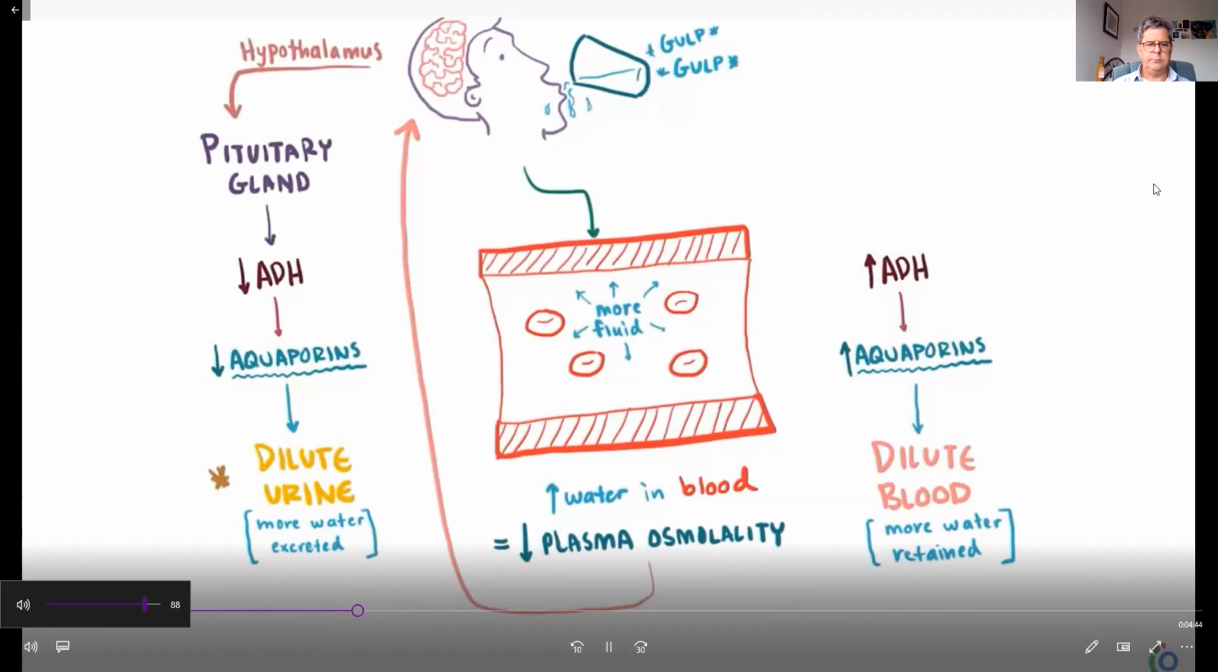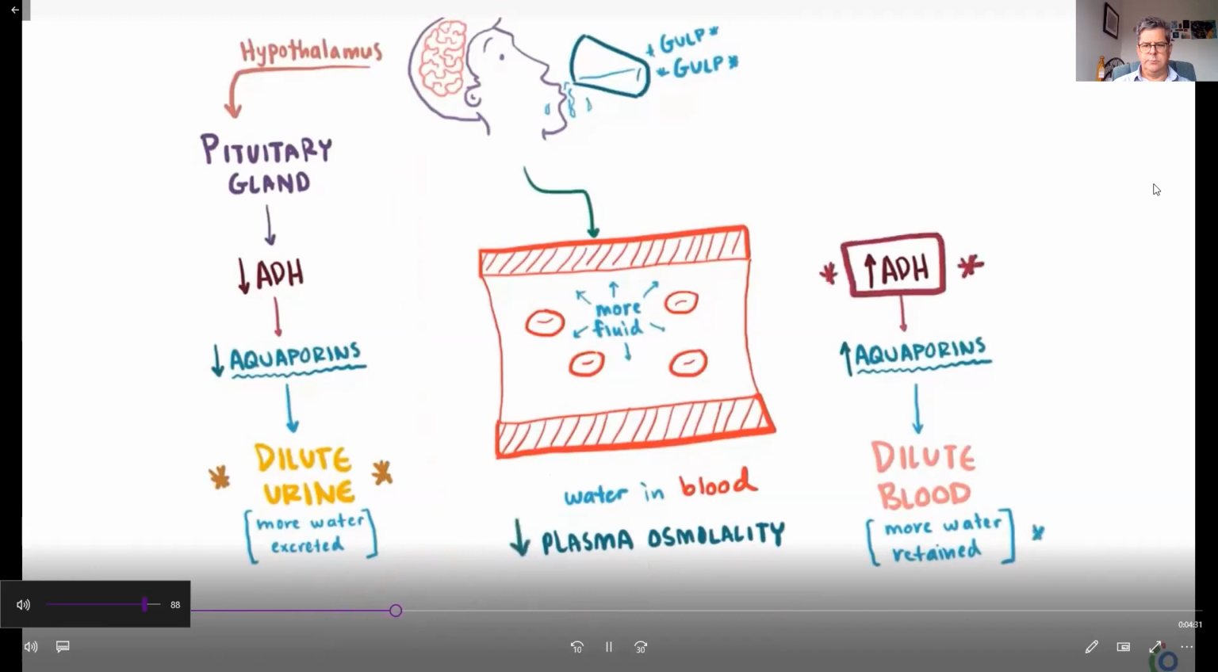Low ADH leads to lots of diluted urine, which brings our plasma osmolality back to normal, and that is a nifty feedback loop. Now suppose ADH continues to be released even though my plasma osmolality has dropped.